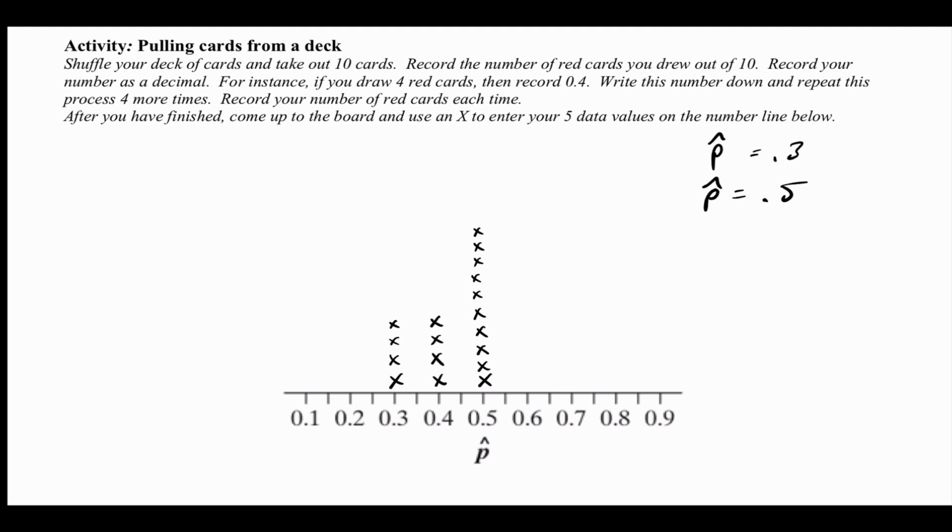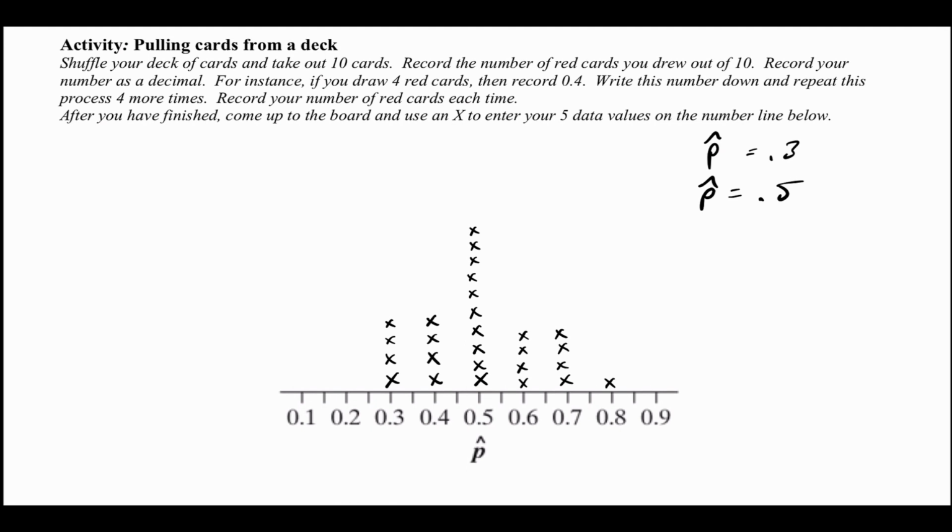Okay, 0.6. 6 out of 10 are red. So one means it only happened one time, two means it happened both times. One, two, three, four. Just four? Okay, so four X's on 0.6. Okay, 0.7s. One, two, three, four, five. 0.8s. One, two. 0.9. Does anyone get all 10 red? Or none red? Okay.